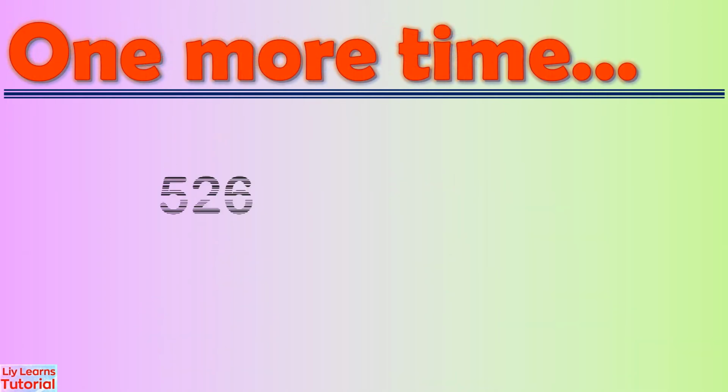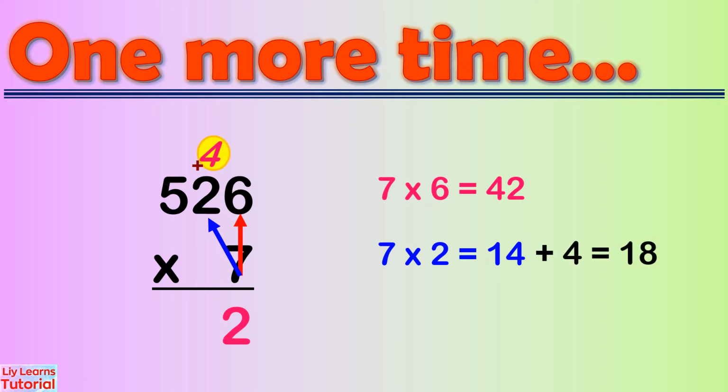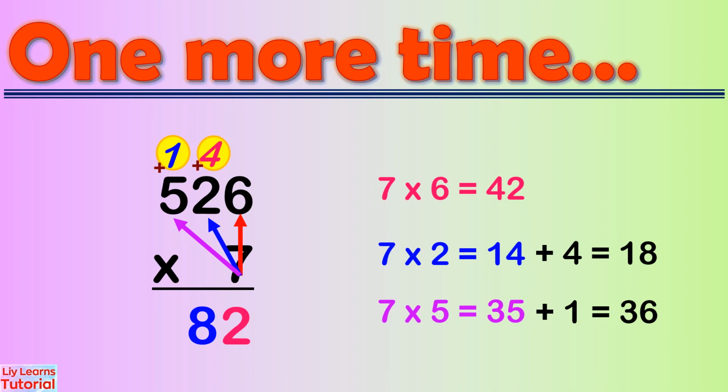Let's answer 526 times 7. 7 times 6 equals 42. 7 times 2 equals 14. Plus 4 equals 18. 7 times 5 equals 35. Plus 1 equals 36. The answer is 3,682.